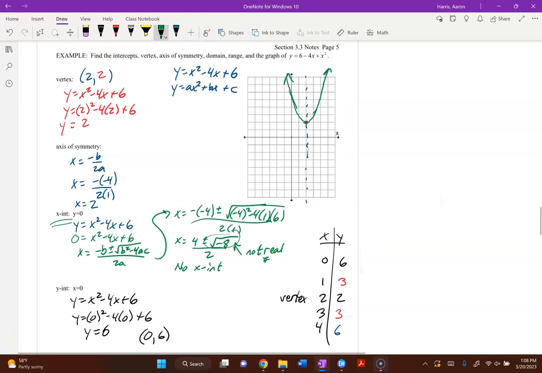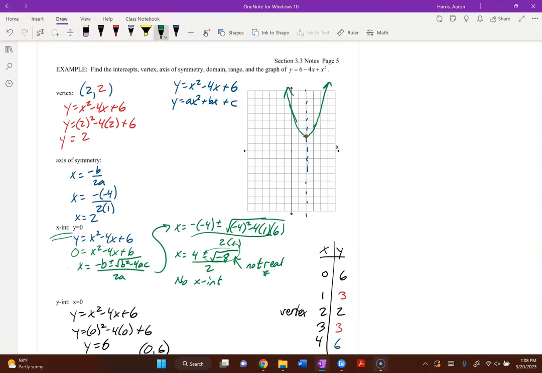And I did use that 0, 6 right there. Here's 0, 6. Which means it also has 4, 6. You could throw in some other points. I threw in like 1. Spit out 3. So that's 1, 3. You could throw in 3, 3 as well.